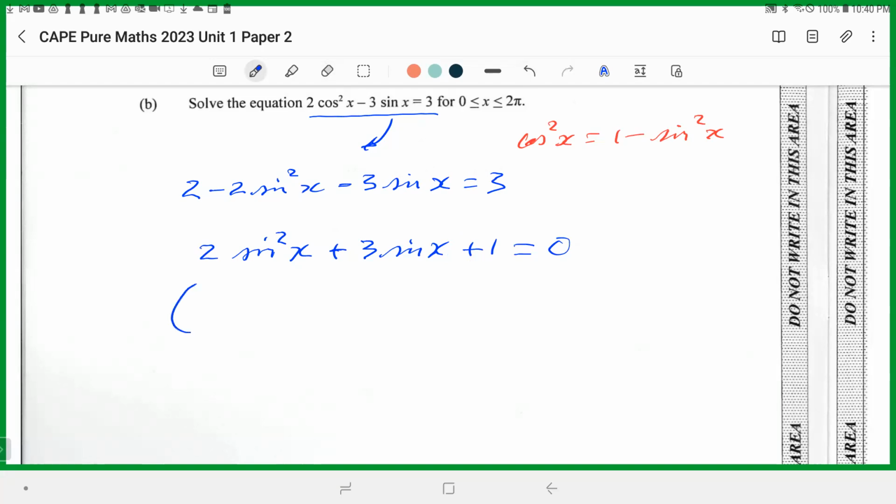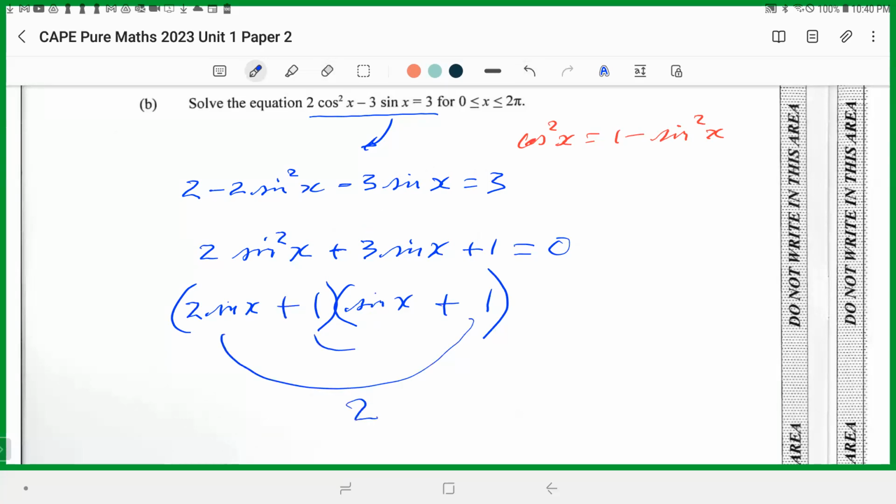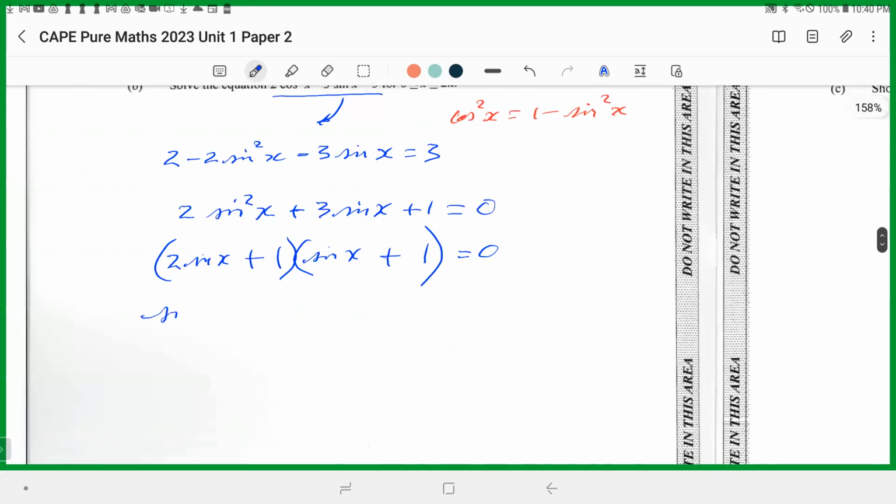So when I factorize this, everything is positive. I'm going to get 2 sine x and 1, and 1. And the signs are the same, they are both positive. Everything positive. And it works. The far product is 2, the near product is 1. They add to the 3 in the middle term, right? So you know that the factorization is good. This is all equal to 0. So you're going to get sine x equals minus half. You're going to get sine x equals negative 1.